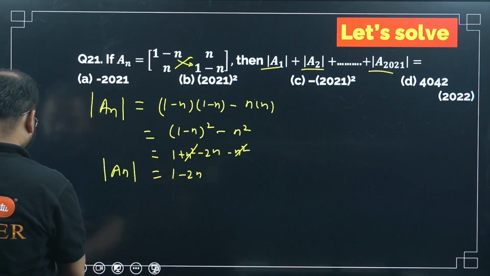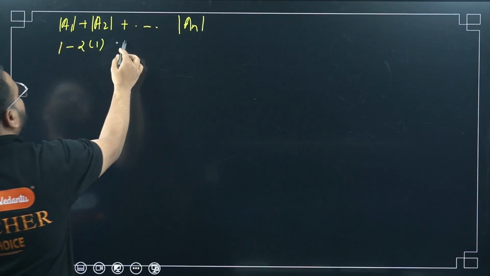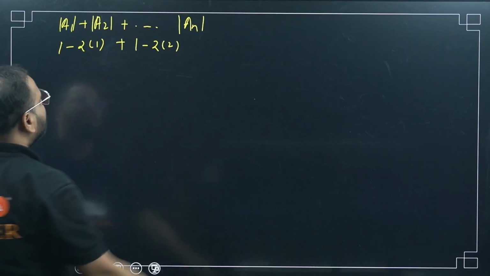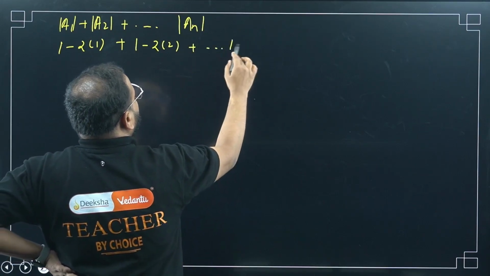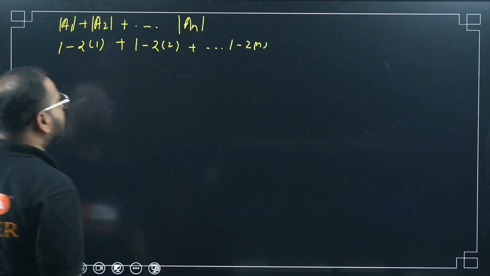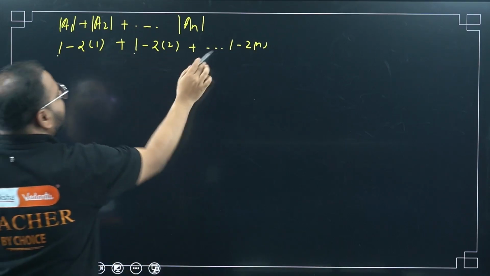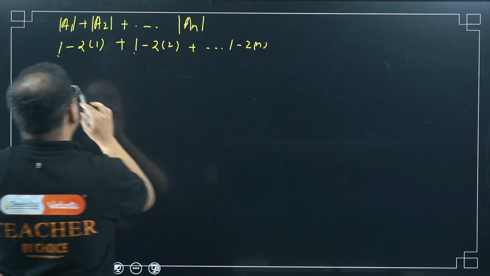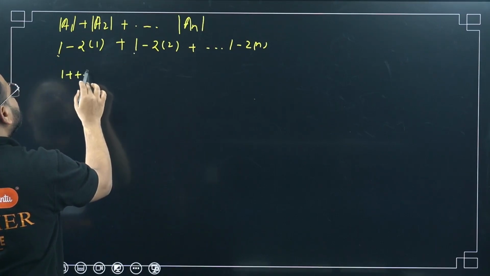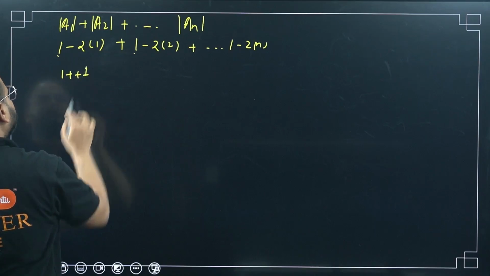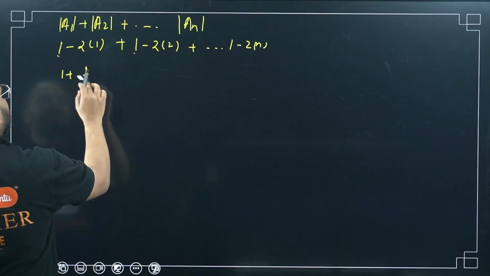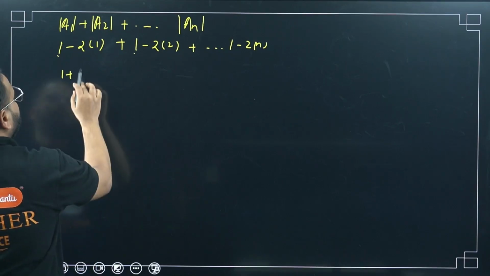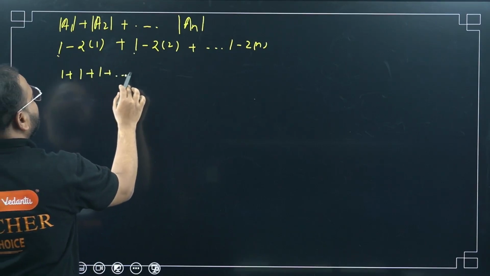n is 1, right? For the first case, n is what? 1. So next one will be what, bachcha? Tell me. 1 minus 2 times 2. Right? For what next will be? 1 minus 2 times n. Please see, I am adding 1, 1, 1. How many times? n times, sir. 1 here, 1 here. How many times? n times. So it will simply be 1 plus 1 plus 1. How many times? n times.